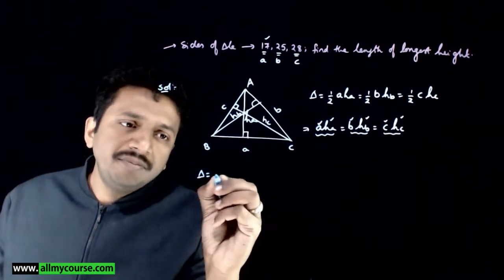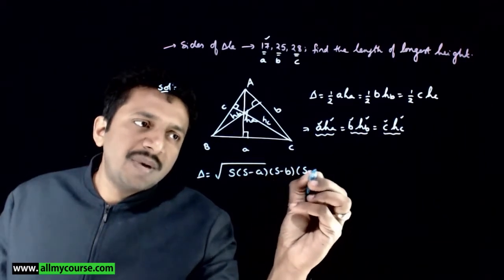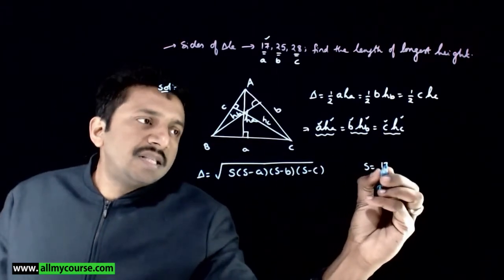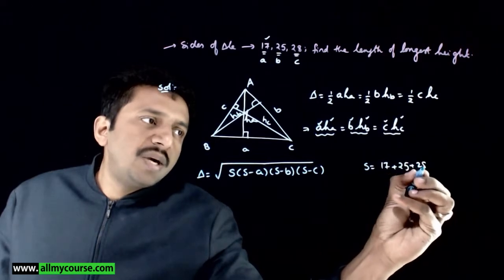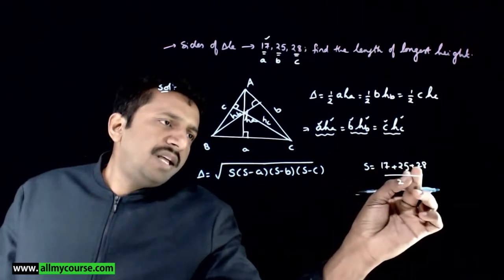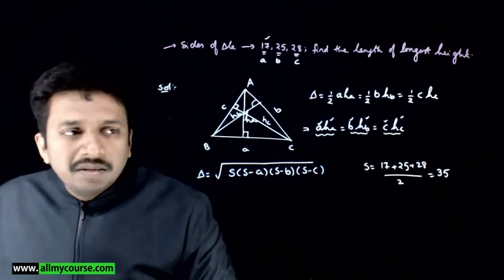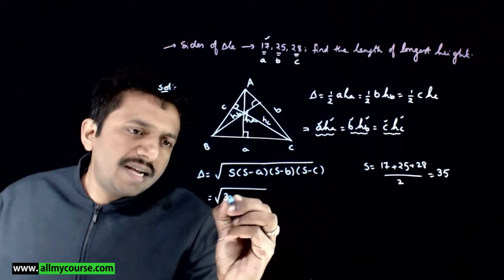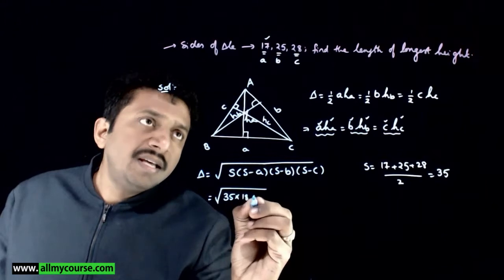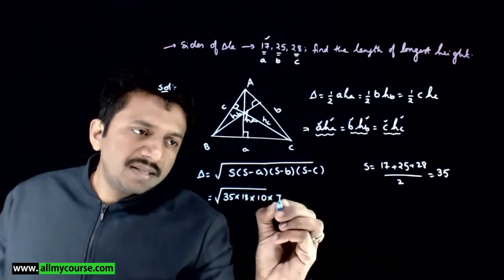So delta is equal to the root of s times (s minus a) into (s minus b) into (s minus c). So what is s? s is the semi-perimeter: (17 plus 25 plus 28) by 2. So it is 30, 40, 50, 63, 70 by 2 is 35. So that is equal to root of 35 times (s minus a): 35 minus 17 is 18, 35 minus 25 is 10, into 35 minus 28 is 7.